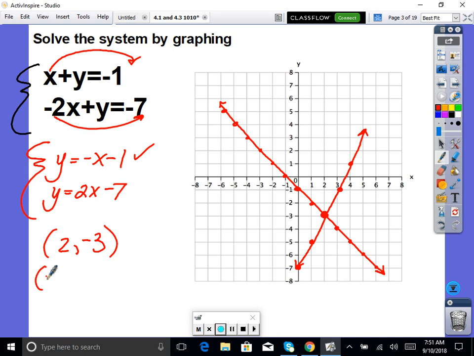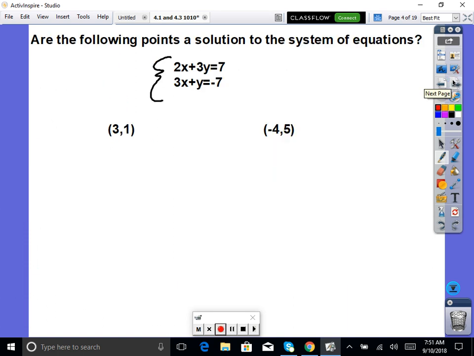I write it like this: my xy point is equal to 2 comma negative 3. So you remember the format you put it in. So yeah, not bad, right? Solving by graphing. Now here's the thing. We're not going to really solve by graphing all that often. We're going to end up solving with algebra.